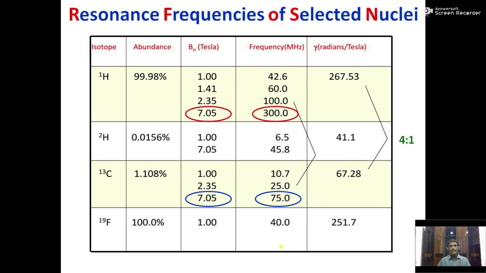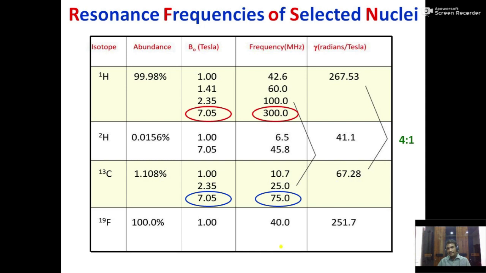The applied magnetic field B0 in Tesla is given here. It is 7 Tesla, and the frequency corresponding to 7 Tesla is 300 megahertz. The gyromagnetic ratio of the hydrogen nuclei is given here. Then we will focus on carbon 13. You can see that at 7 Tesla, the frequency corresponding to the carbon 13 nuclei is 75 megahertz.